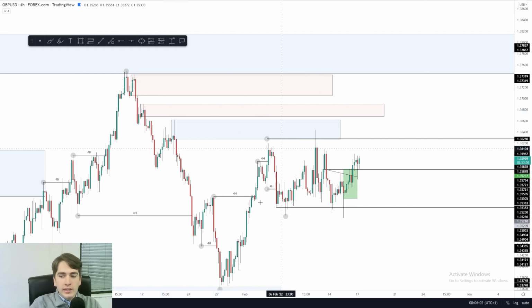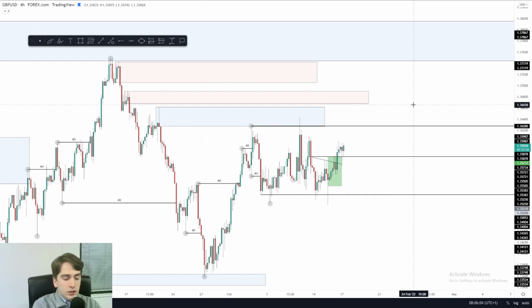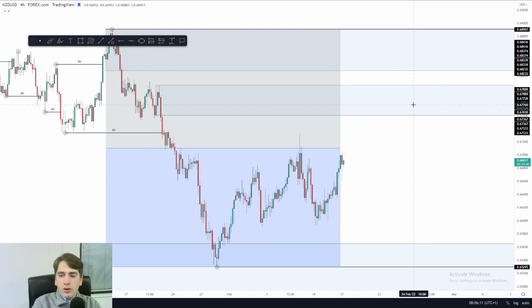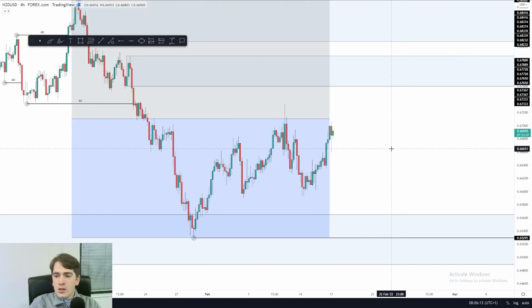For the rest, not engaging with it due to its consolidative nature. So let's head over to our next pair, which is Kiwi dollar. And Kiwi dollar also decided to move up higher. Wasn't a real big fan of it due to the dollar index being bearish at that time.